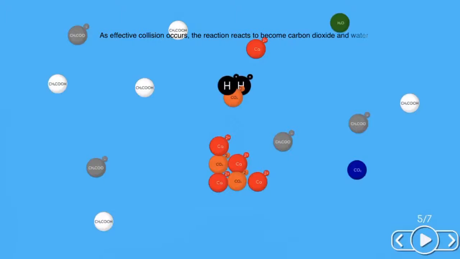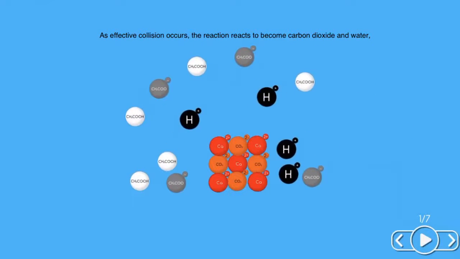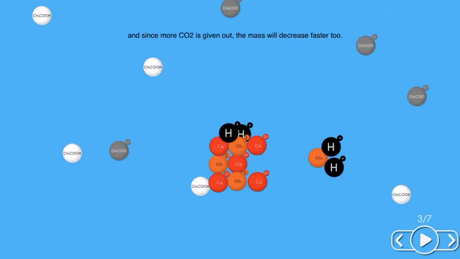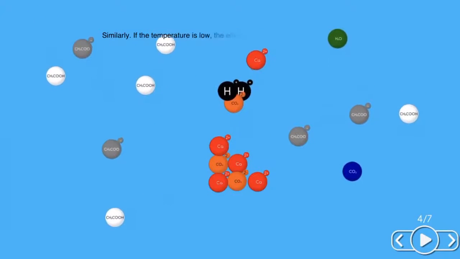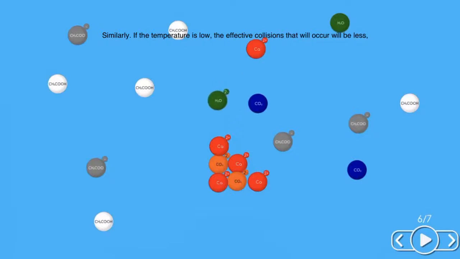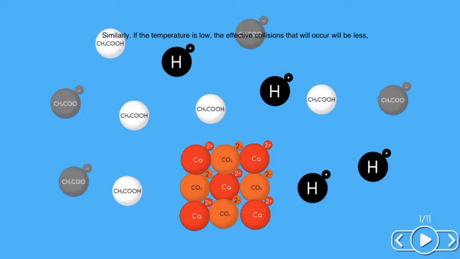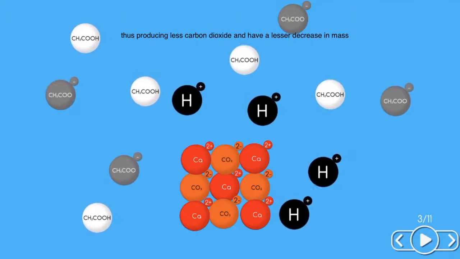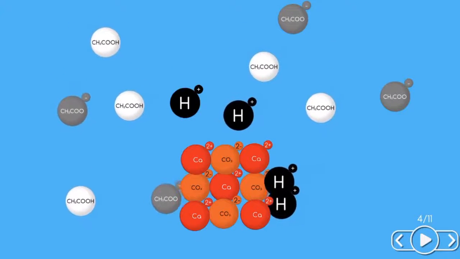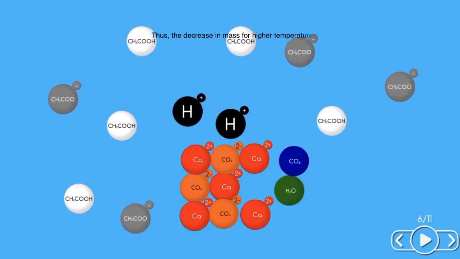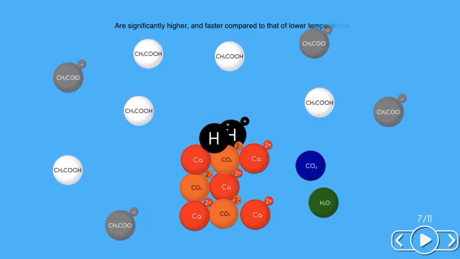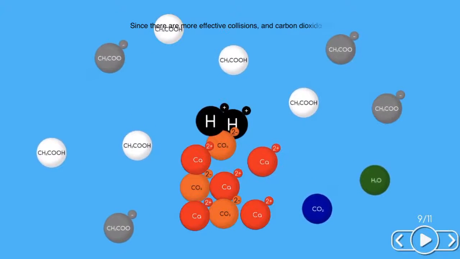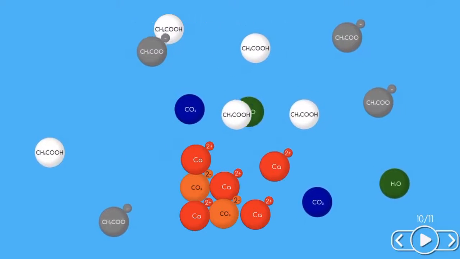As effective collision occurs, the reaction produces carbon dioxide and water, and since more carbon dioxide is given out, the mass will also decrease faster. Similarly, if the temperature is low, the effective collisions that occur will be fewer, thus producing less carbon dioxide, and there will be a lesser decrease in mass. Thus, the decrease in mass for a higher temperature is significantly higher and faster compared to that of a lower temperature, since there are more effective collisions and carbon dioxide loss.